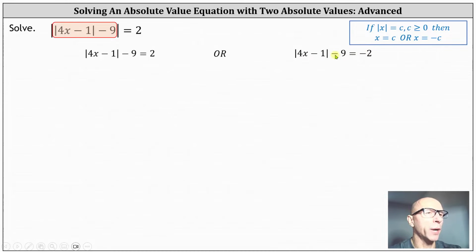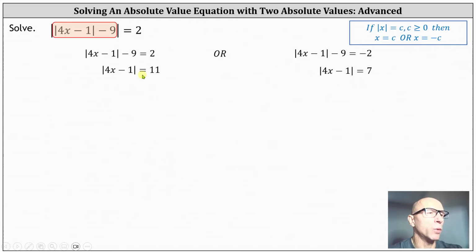And now we'll have to take these two equations, isolate the absolute value, and set up two more equations for each of these two equations. Starting on the left, we first add 9 to both sides of the equation to isolate the absolute value. This gives us the absolute value of the quantity 4x minus 1 equals 11. And then on the right, again, we add 9 to both sides of the equation, giving us the absolute value of the quantity 4x minus 1 equals 7.